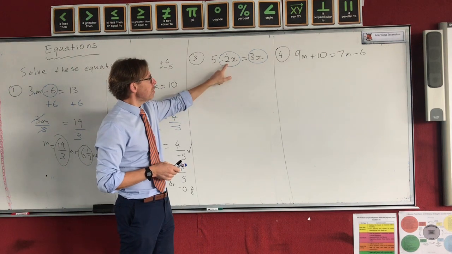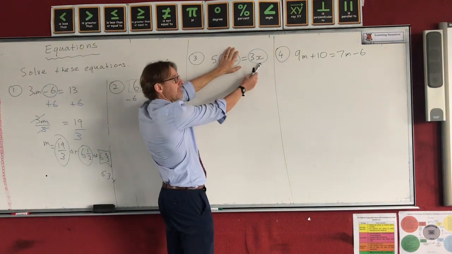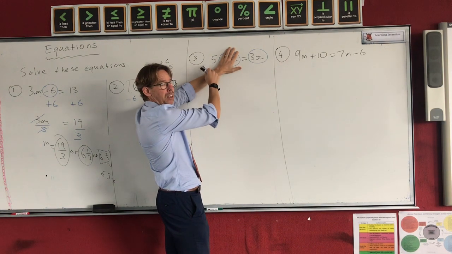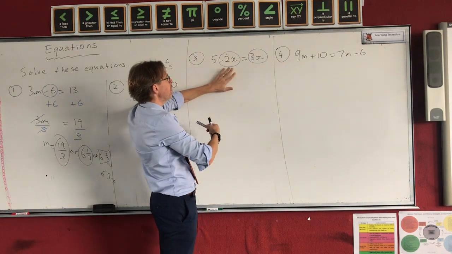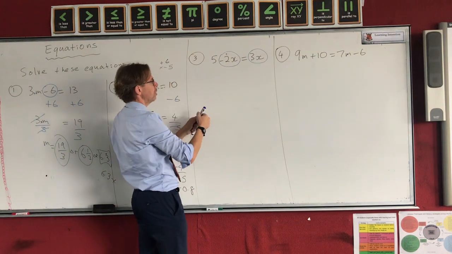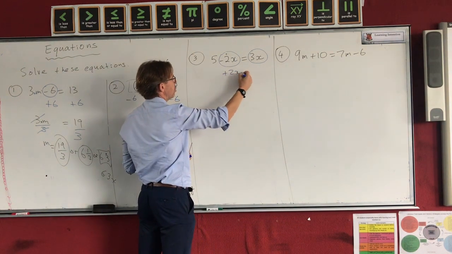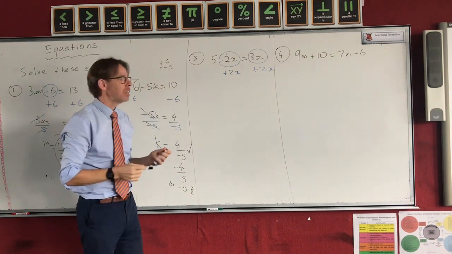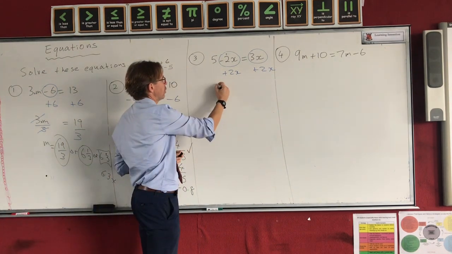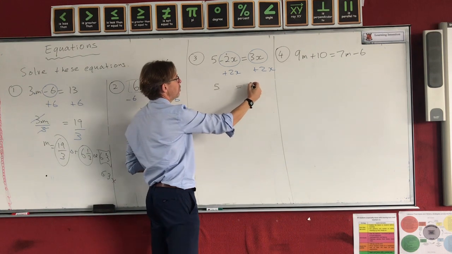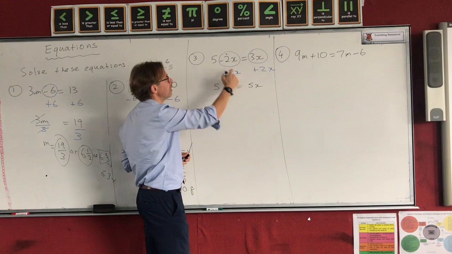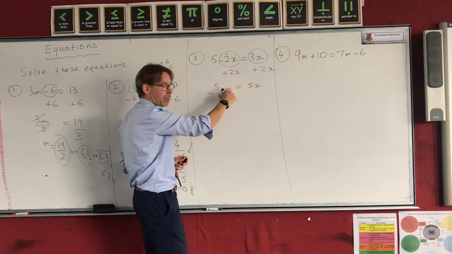If we get rid of this, right, we have x on one side and we have a number on the other, and that's exactly what you want. So we're going to get rid of the minus 2x first. So we're going to add 2x to both sides, and that will give you 5 equals 5x. 3x plus 2x is 5x. Negative 2x plus 2x is nothing.